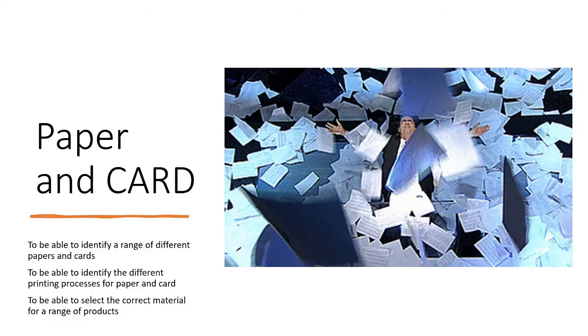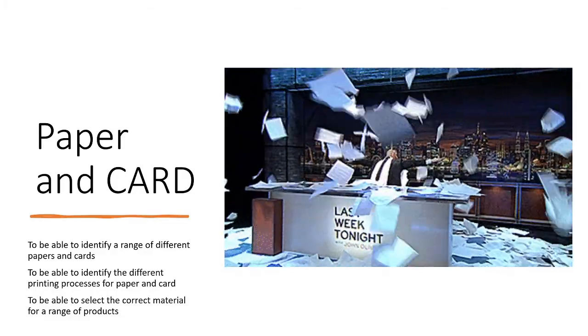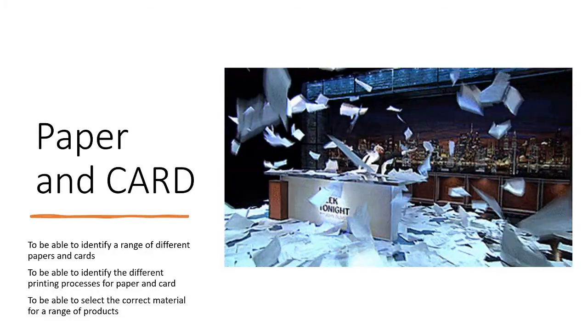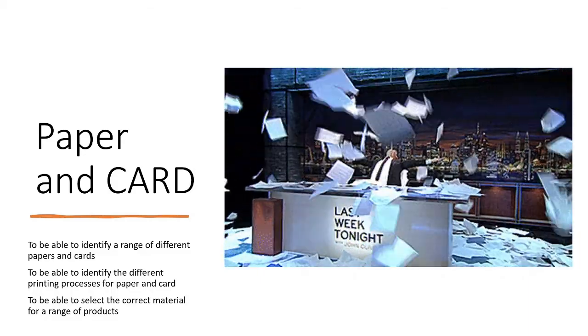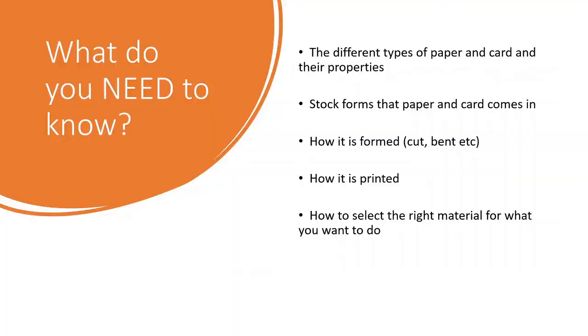Hi everyone, so in today's video we're going to have a look at paper and card for AQA A-Level product design. Typically this will be on paper 1, the 2.5 hour paper. In terms of what you need to know in the content for paper and card: the different types of paper and card and the properties that they have, the stock forms that they come in, how it's formed, how it's printed, and then how to select the right material for what you want.